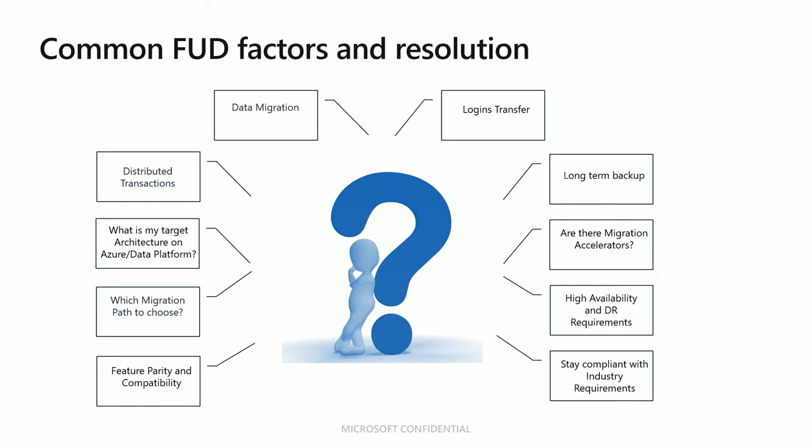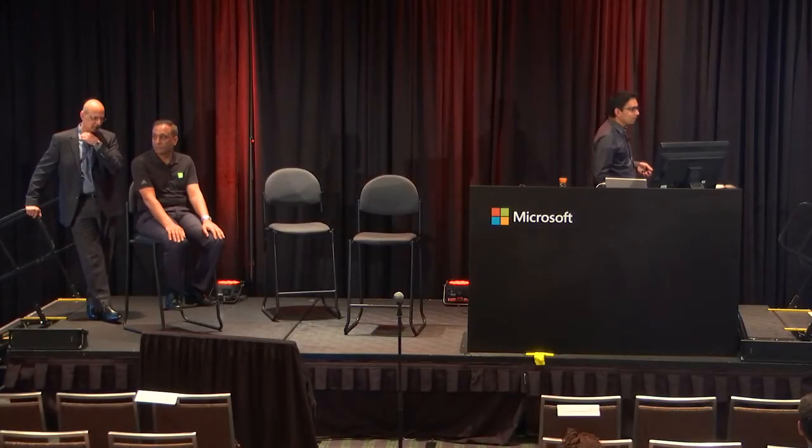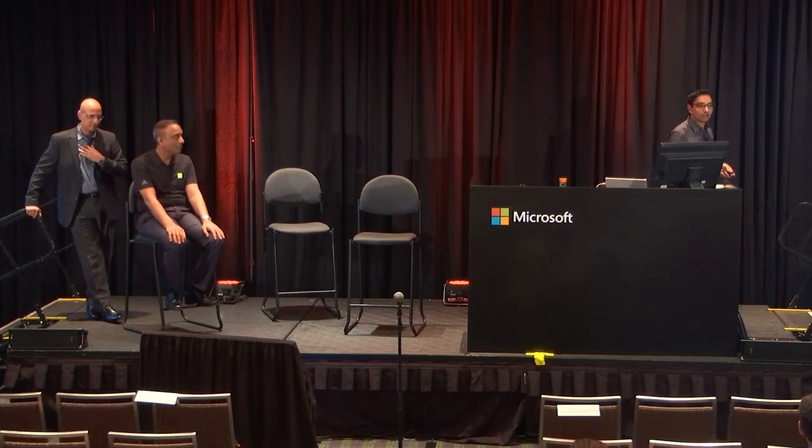So what I was talking about, the common FUD factors, feature parity and compatibility, kind of comes on top of the list. And we were talking about the Oracle to Azure data tier migration scenario. Especially in that case, if you really ask me, the customer wants to know what is the best target architecture for me. And in that case, we recommend that if you are moving from Oracle, you better be going to PostgreSQL on Azure.